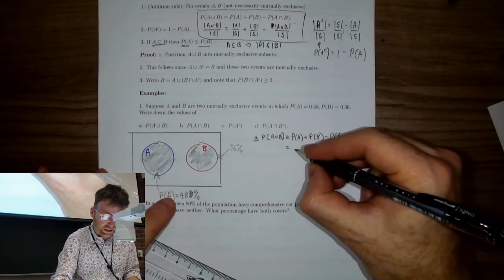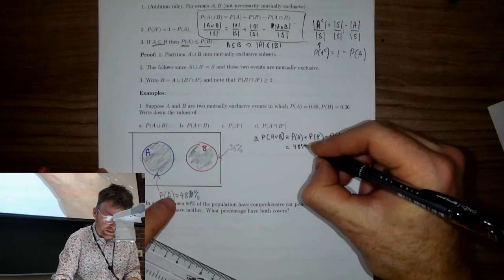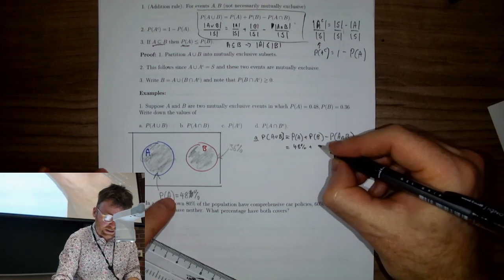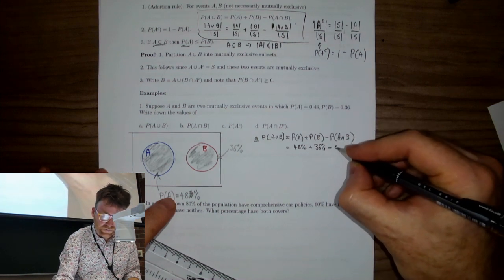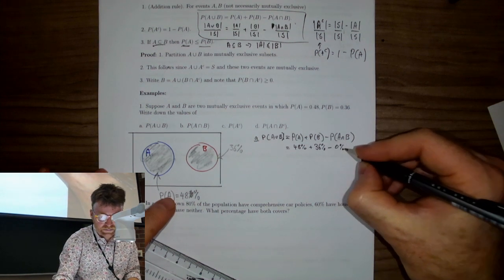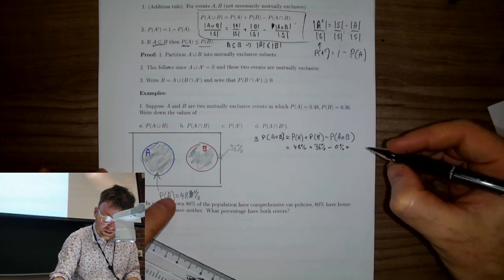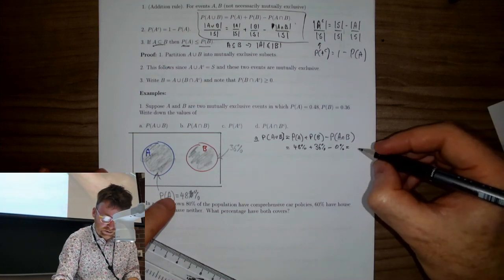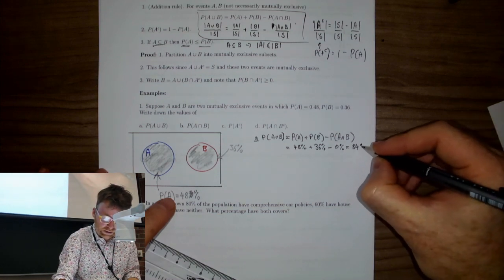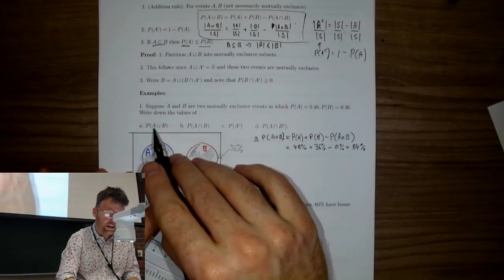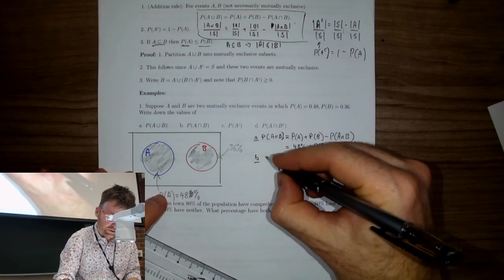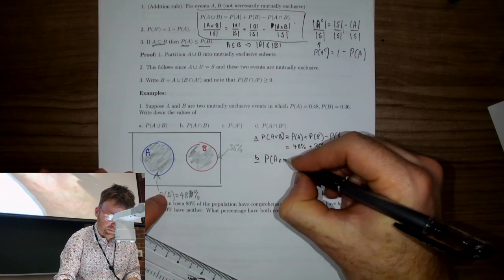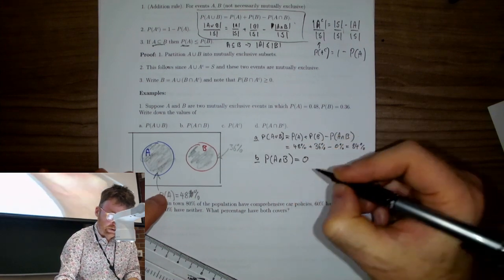And we know the probability of A, that's 48%. We know the probability of B, 36%. And the intersection is 0%. So that's just equal to 84%. So together A or B cover up the whole space. The intersection, of course, A intersect B is straight up 0.